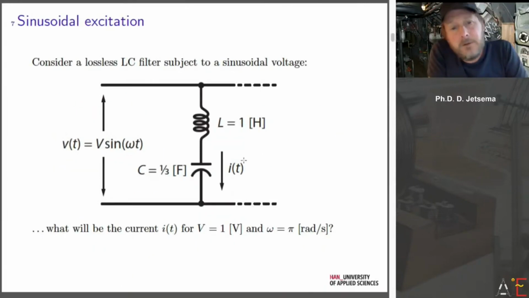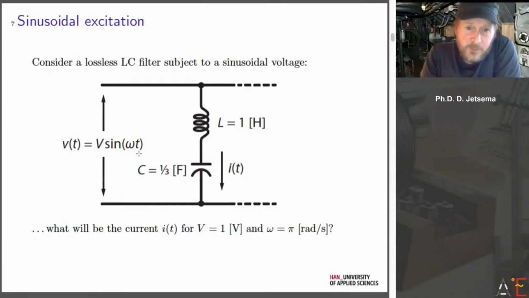Let's just consider a single LC filter here. So a pure inductance and a pure capacitance, and I have quite unrealistic values, but that's just for easy computation. And suppose we just excite this filter by a purely sinusoidal signal. Let's take a normalized voltage of 1 volt, and pi radians per second for its angular frequency. Well, what do you think would be the solution for the current of this filter?